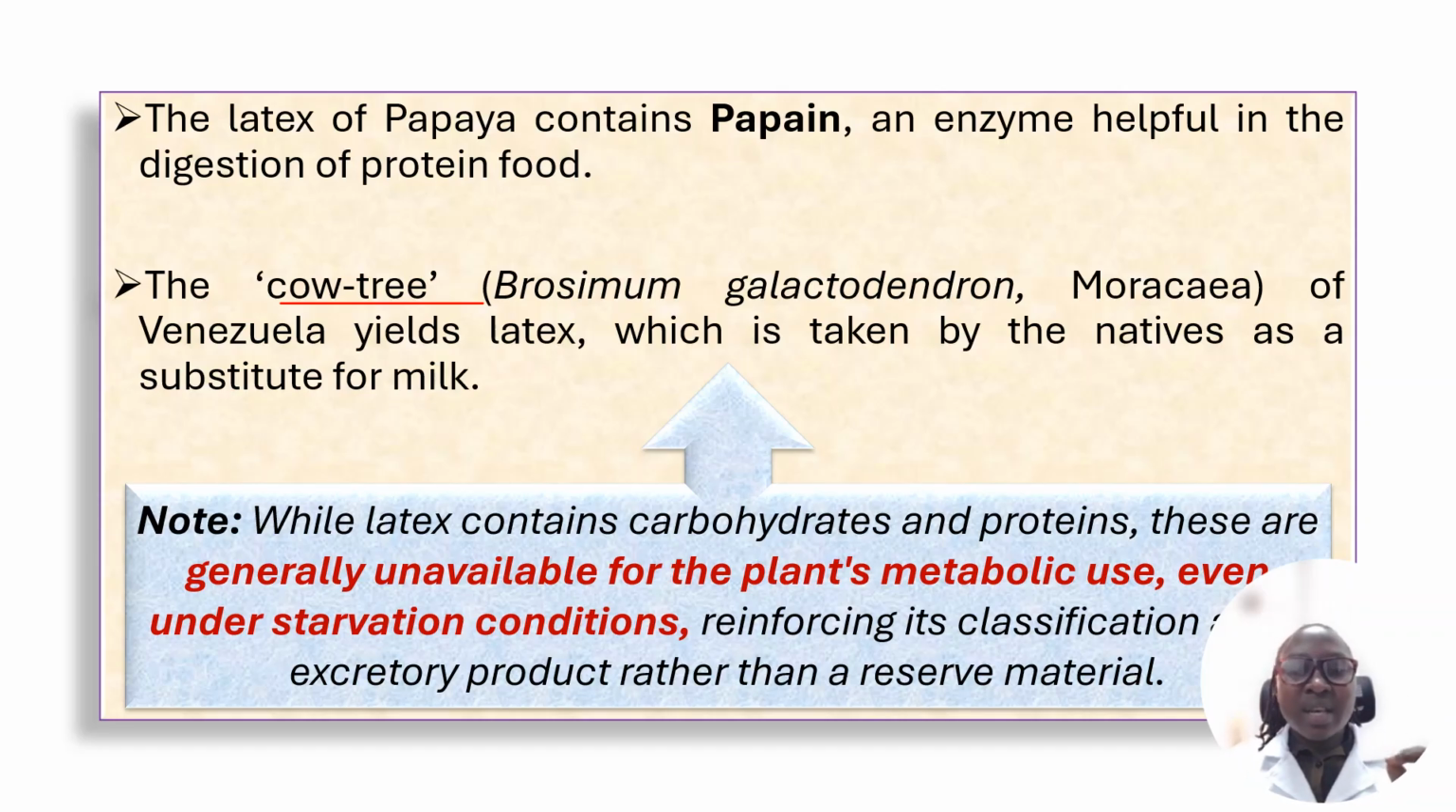The reason latex is classified as an excretory material is that it contains carbohydrates and proteins, but these components are not generally available for the plant's metabolic use. Even if the plant is under starvation, under no circumstance will it use carbohydrates and proteins found in latex as reserve food materials.